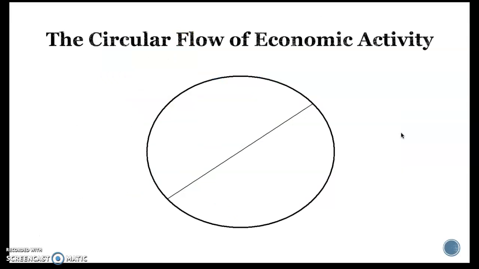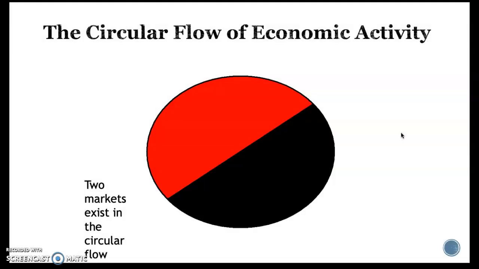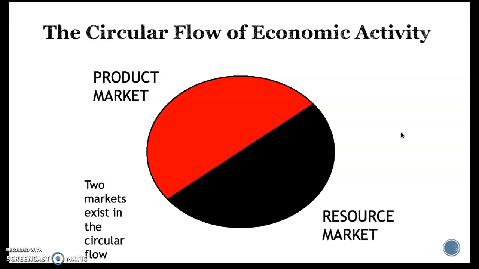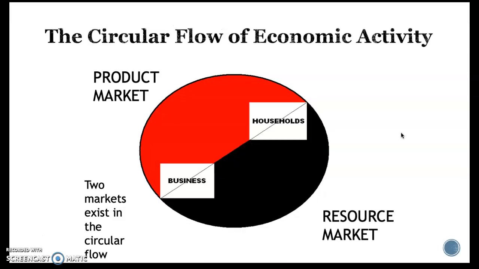So in this model, in the circular flow of economic activity, you can see that there are two different markets that are at play. We have in the red, the product market, so this is where you'll find your goods and services. And then in the black, this is our resource market. This is where our land, labor, and capital come into play. And as you can see, within each market, both businesses and households operate. As you see that they're split in between both the product market and the resource market.